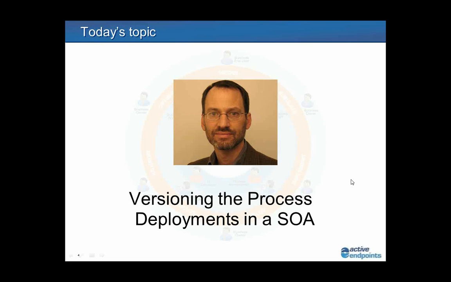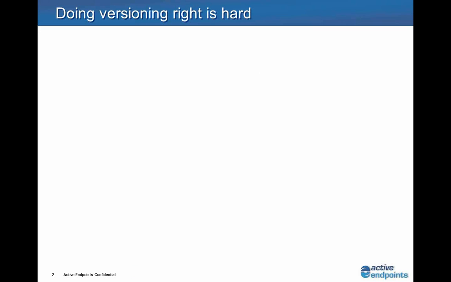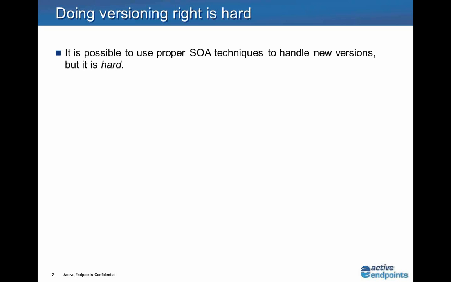Thanks, John. So I'm talking about versioning process deployment. So not just versioning processes, which is something that I believe I've talked about before, but the entire deployment. That's all of the XML and web service related artifacts. In a service-oriented architecture, there are techniques for handling new versions of services and schemas and all the rest. But doing it right, we've found, is very hard.